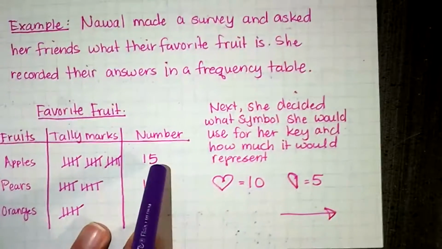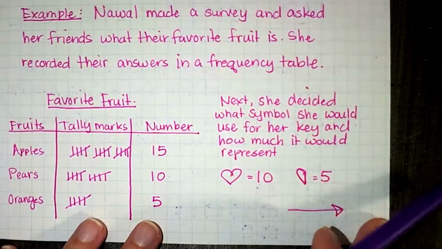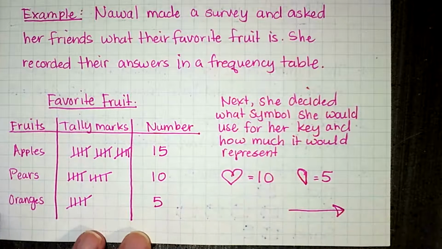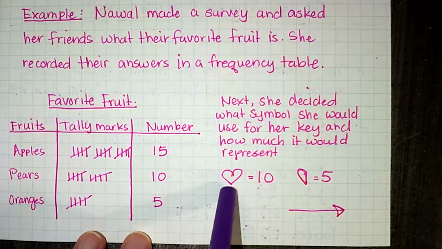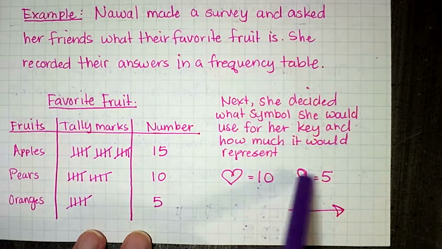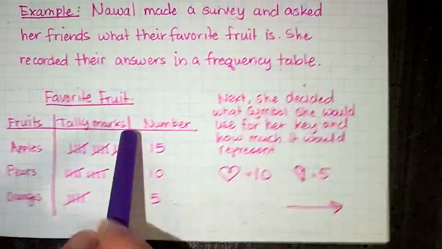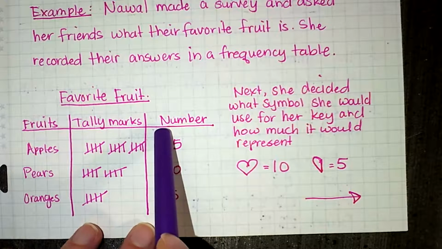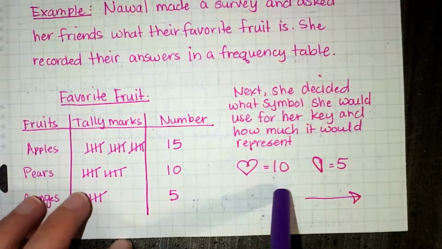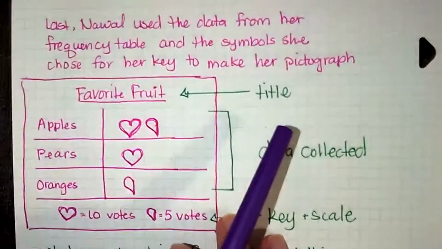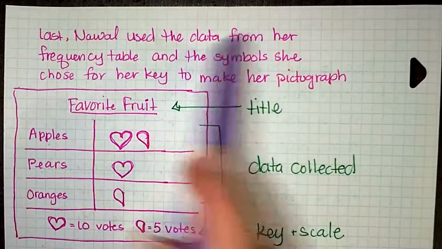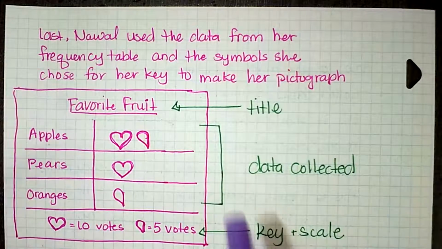So next, what she needed to do was decide what symbol she was going to use for her key and how much it would represent. So again, we're working with groups of 5s or 10s. So a whole heart equaled 10 and a half heart equaled 5. So now that she collected her data and put it in a frequency table, she selected the symbols that she's going to use and she set up her scale for her key. Next, she's going to put this information into a picture graph.